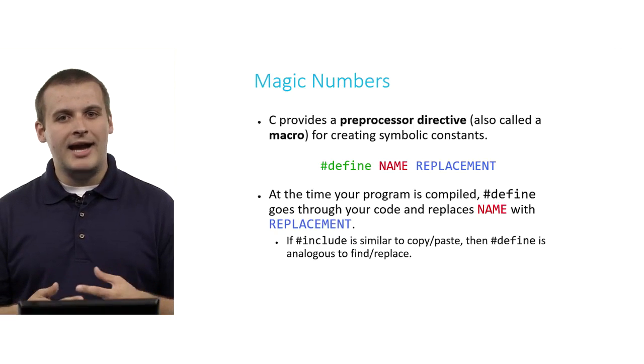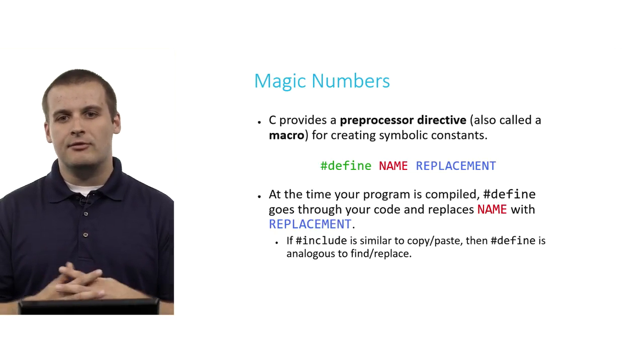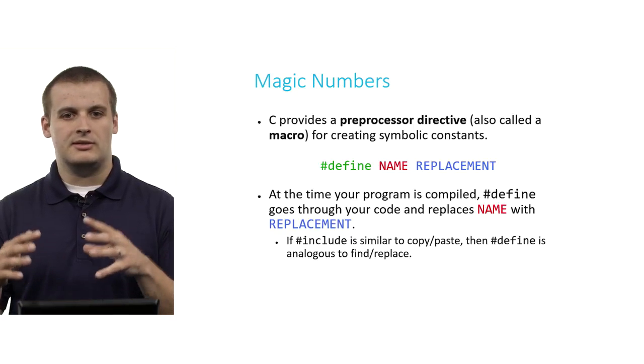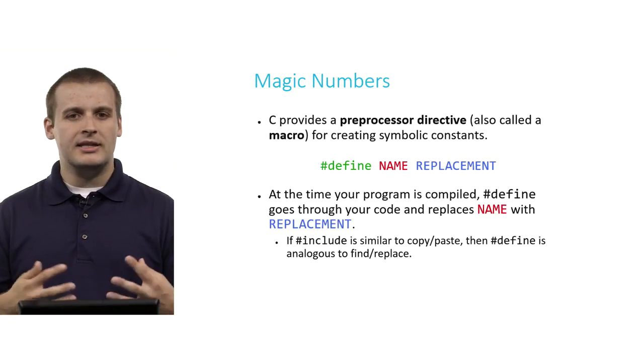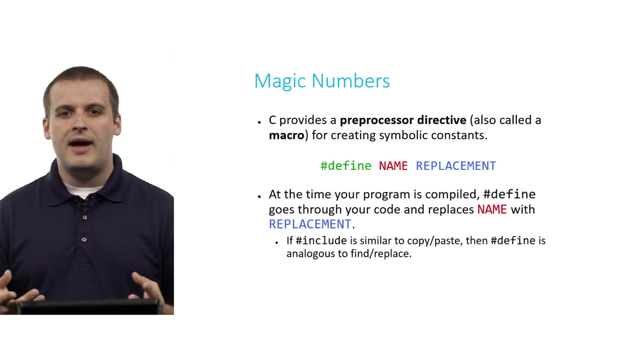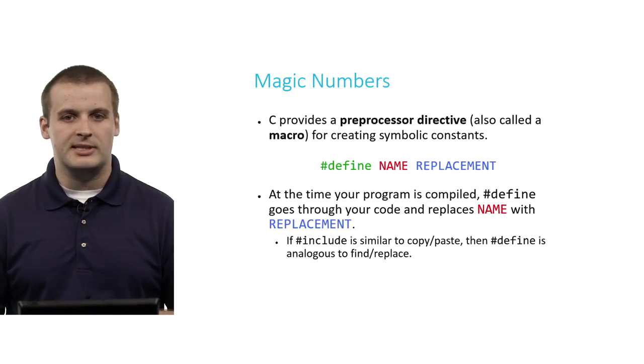When your program is compiled, what actually happens is the compiler is going to go through your code and replace every instance of the word name with whatever you put as replacement. Analogously, if #include is sort of similar to copying and pasting, then #define is sort of similar to find and replace, if you've ever used that feature in a word processing program, for example.